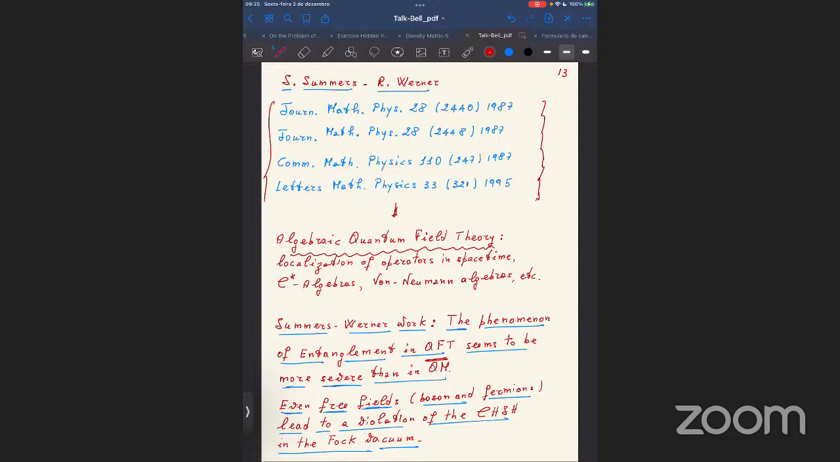For example, one very important result that they derived is that even free fields, bosonic or fermionic fields, might lead to a violation of the CHSH inequality in the vacuum. This is a very important result, and it gives you an idea of the strength of entanglement in quantum field theory. So even free fields could produce entanglement.